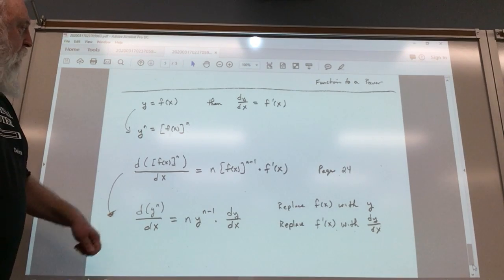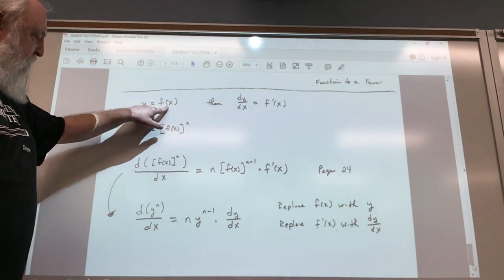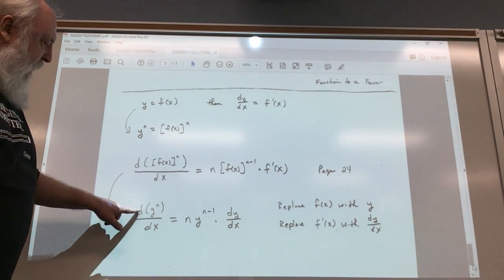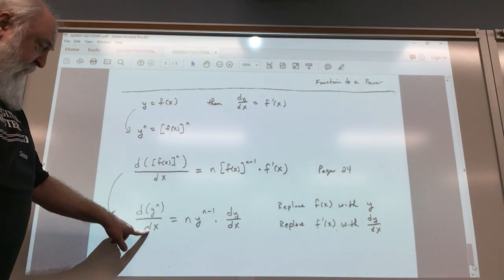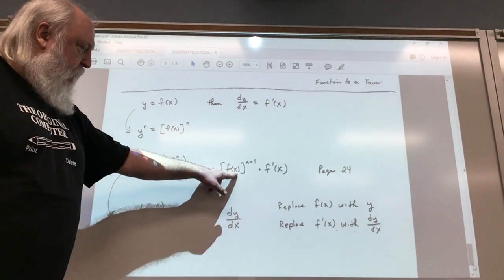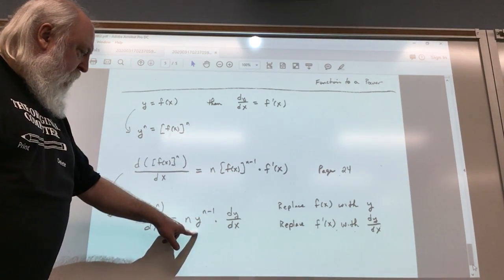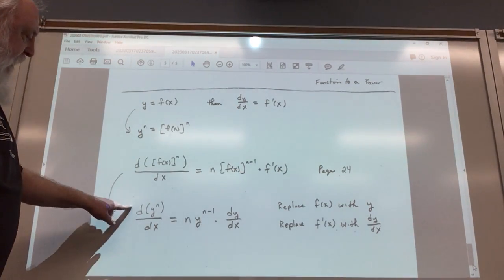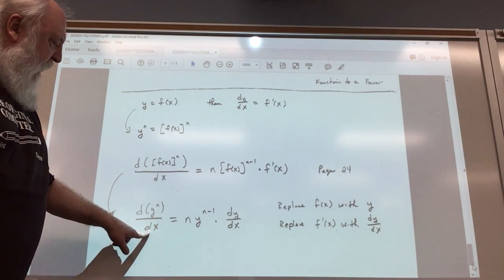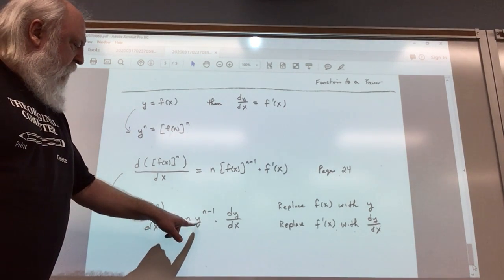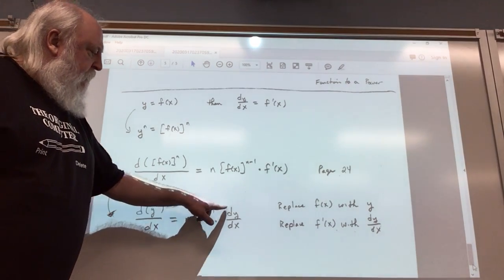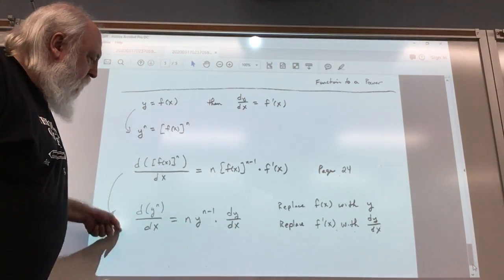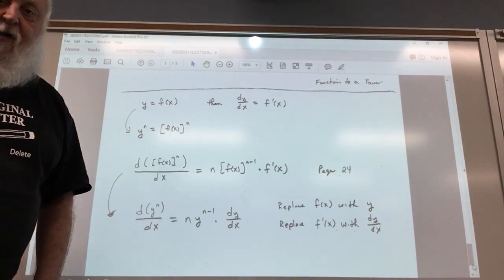Well, y is equal to f of x. So I replace this f of x with y, and I have the derivative of y to the n with respect to x. On the right-hand side, I replace f of x with y, and f prime of x with dy over dx. And I get the derivative of y to the n with respect to x is equal to n times y to the n minus 1 power times the derivative of y with respect to x. So that's the chain rule, from page 24 in your notes.